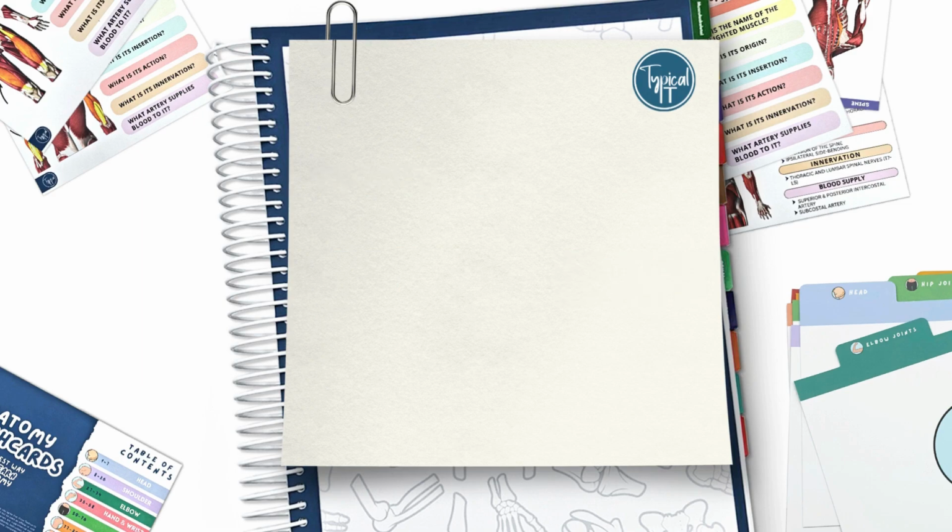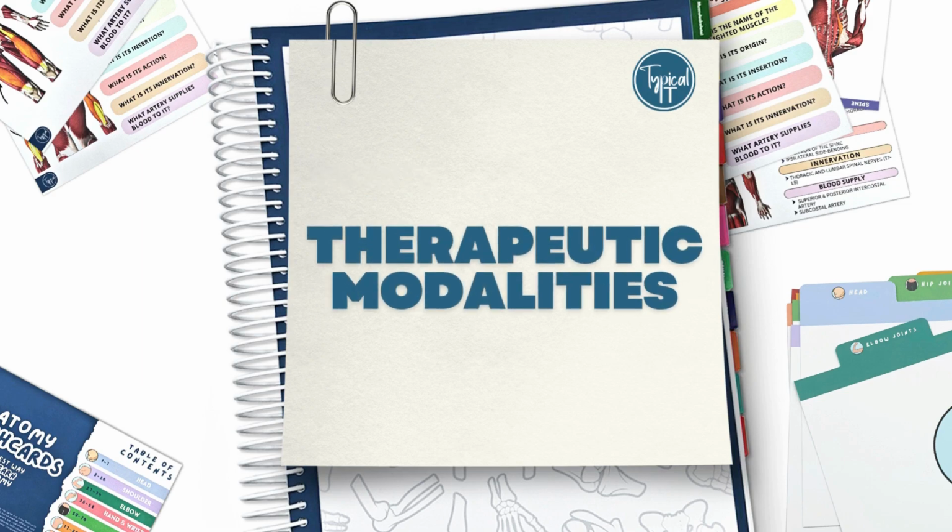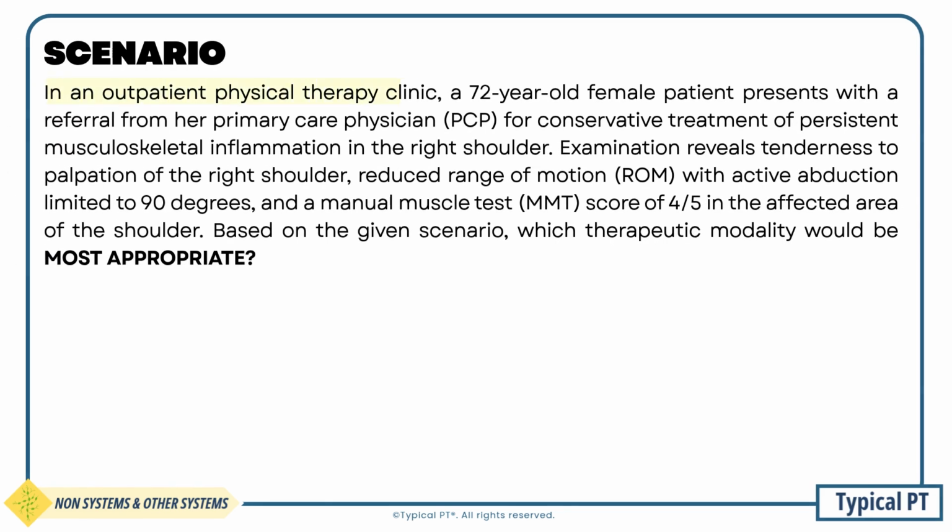Today, we are going to be discussing a question from Typical PT's platform. Let's jump right in. The question is, in an outpatient physical therapy clinic, a 72-year-old female patient presents with a referral from her primary care physician, PCP, for conservative treatment of persistent musculoskeletal inflammation in the right shoulder.